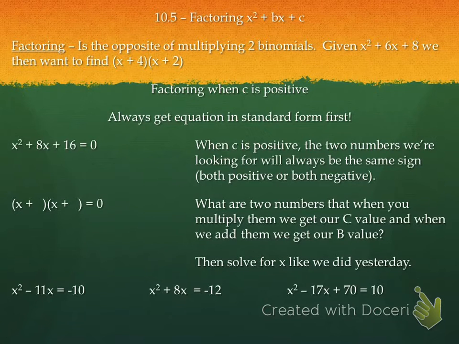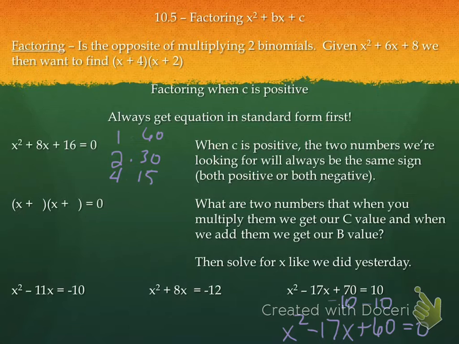Here's another one. I'm going to do this one over here on the right. First thing I'm going to do is get it in standard form, so I'm going to move my 10 to the other side. So I get x squared minus 17x plus 60 equals 0. I go through my list of all of the numbers that multiply to give me 60. We've got 1 times 60, 2 times 30, 4 times 15, 5 times 12. Actually, that ends up being the one I want, because 5 times 12 multiplies to give me 60. If I add 5 and 12 together, I get 17.